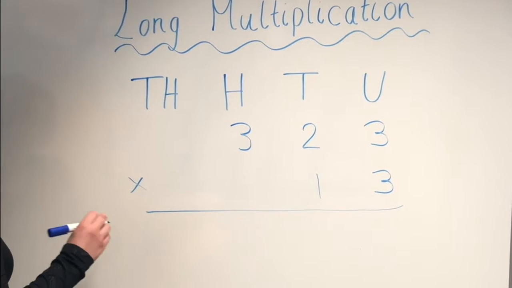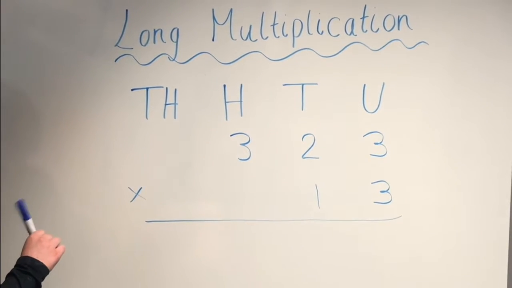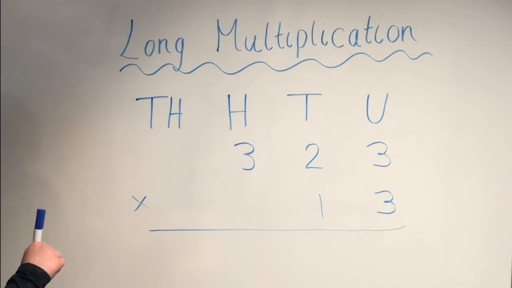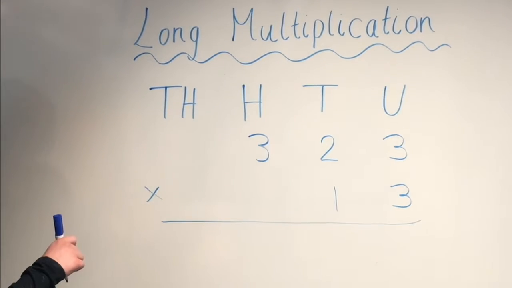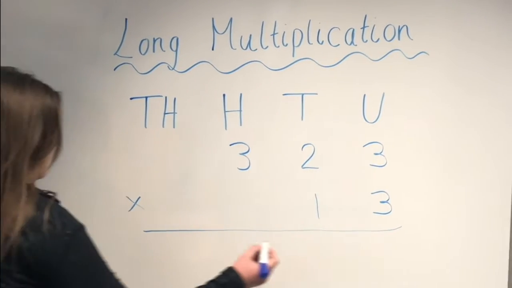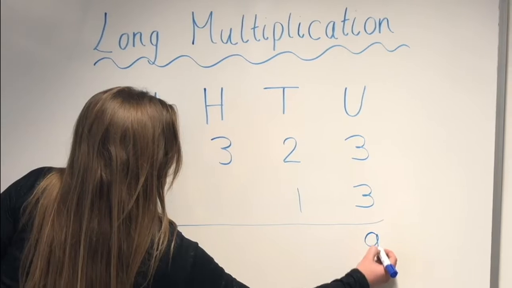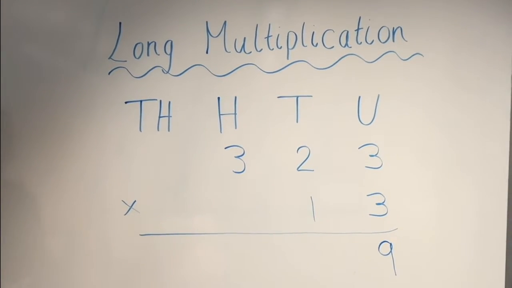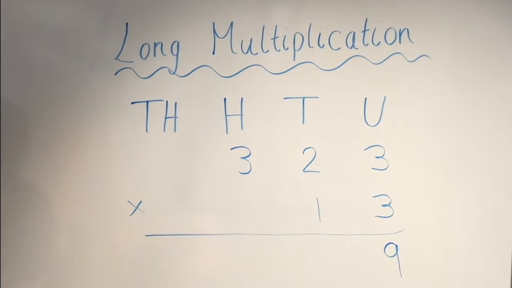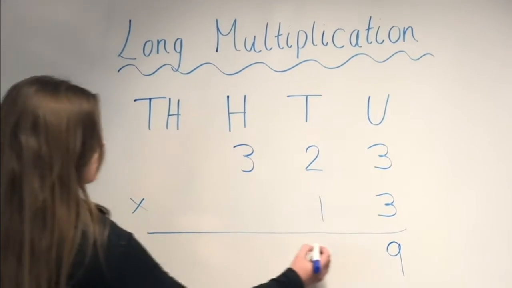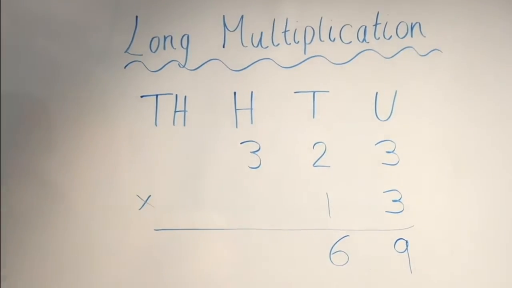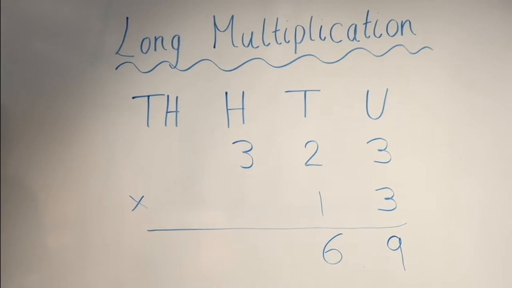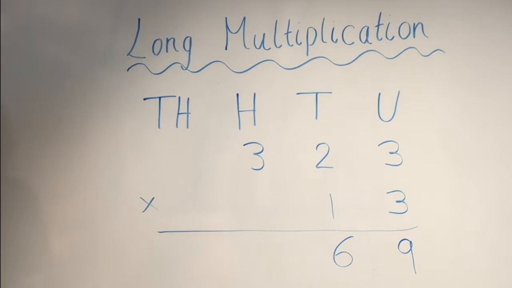So the first part of this calculation is to times the larger number by the units of the smaller number. So first do 3 times by 3, which is 9. And then we would do 3 times by 20, which is 60, but because it's going in the tens column, you only need to write 6. And then we would do 3 times by 300, but because it's going in the hundreds column, you would only need to write 9.